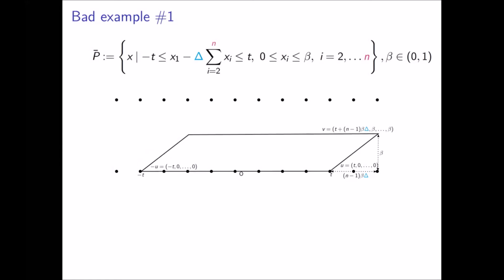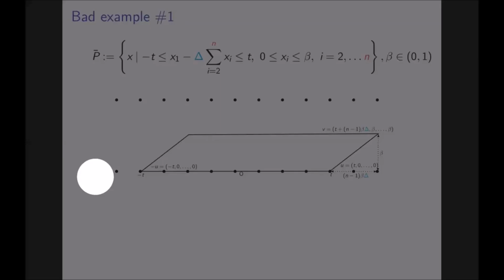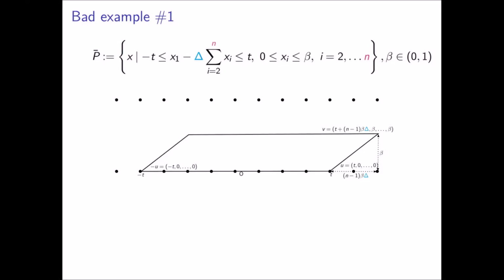So you can see that if we consider the infinity norm, then minus U and V is the pair of points which has the largest distance. Our target then is to choose the objective function and the parameter t so that the optimal solution to one of the problems will be located at one of these two points, and each epsilon approximate solution to the other problem will be close to the other point. If we manage to do that, then the distance between the epsilon approximate solution and the optimal solution will be very large, since P bar is very long in the x1 direction.